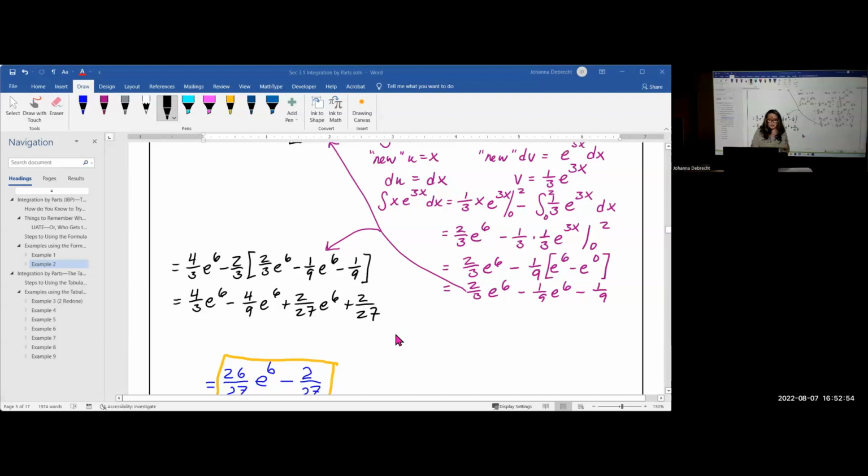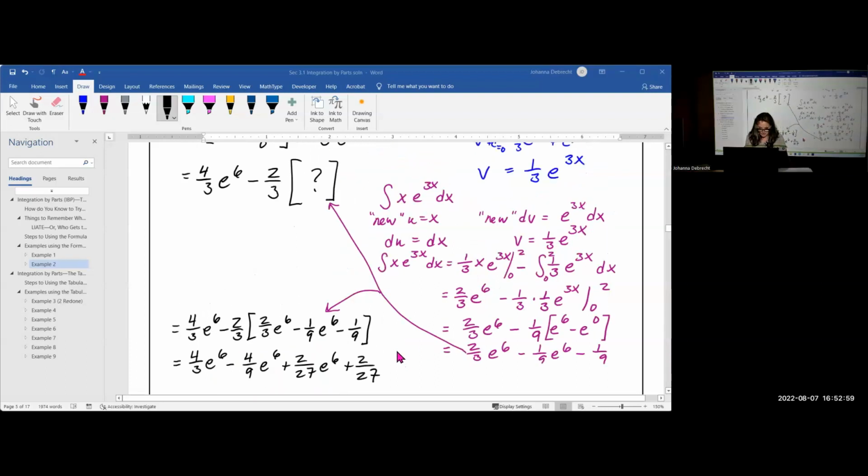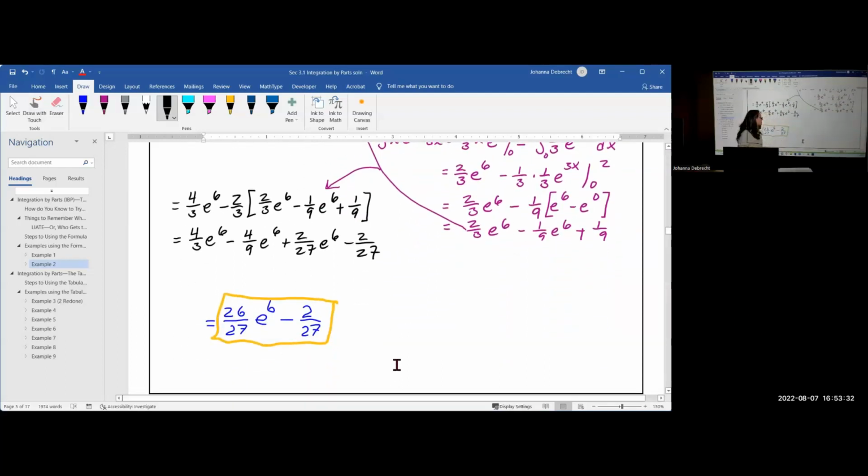So I'll leave it to you to figure out which one is incorrect, but one of these has got a sign error in it. All right. My guess is, based on what I see here, aha, it's right here. Does everybody catch it? I had minus 1/9 times e to the 6th minus e to the 0. e to the 0 is 1. A negative times a negative, that should be a plus 1/9 right there. So if that's a plus 1/9, then this becomes a plus 1/9, and that would make this a minus 2/27, and the answer in blue is correct.